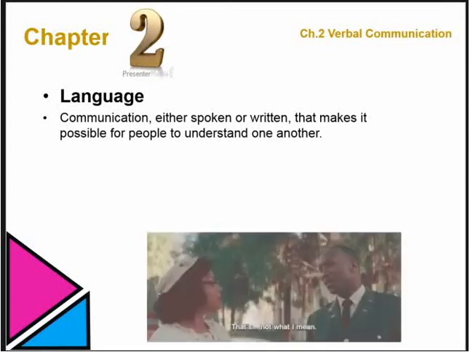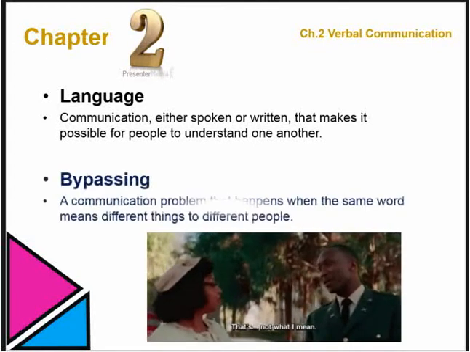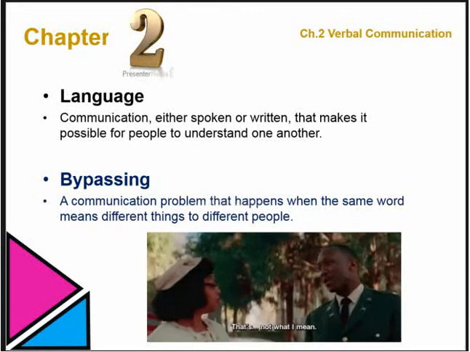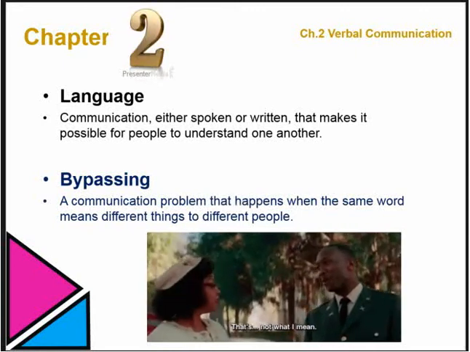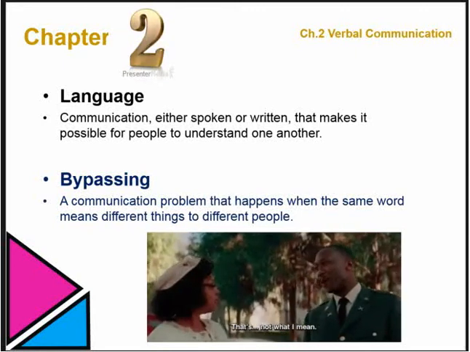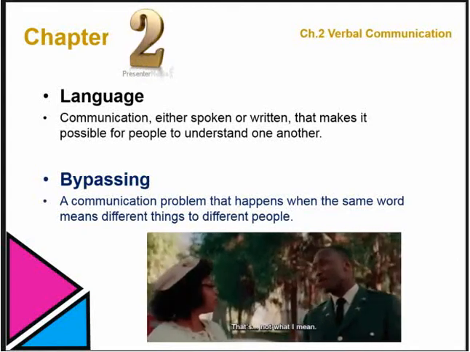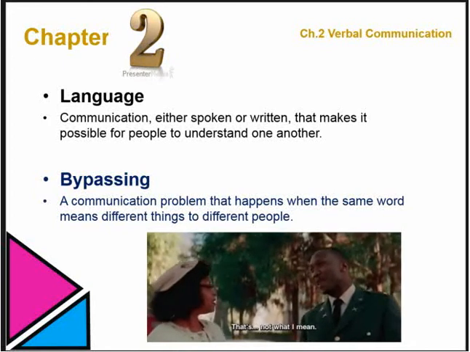Now in Chapter 2, you're going to get this word, bypassing. Bypassing means when the same word means different things to different people. So people don't understand each other. They have a different meaning of the same word.